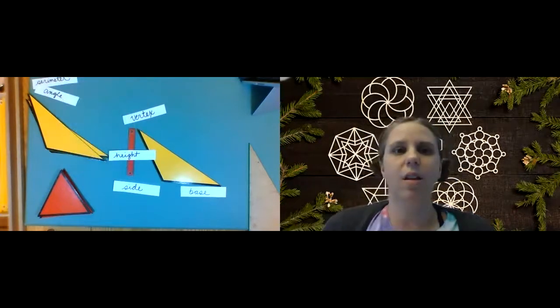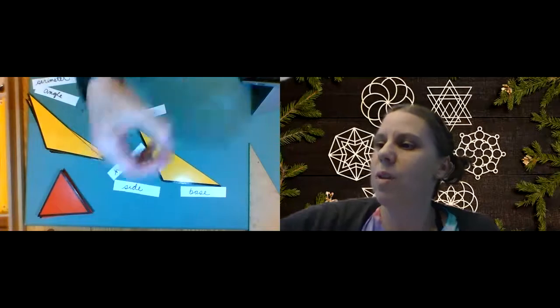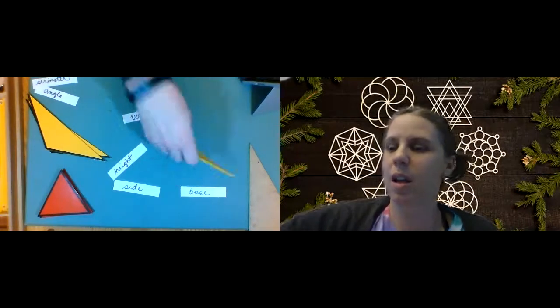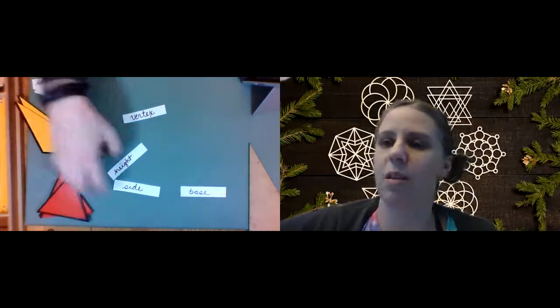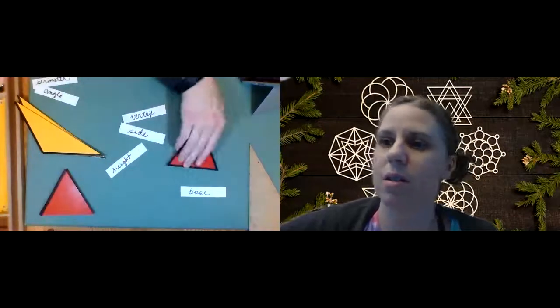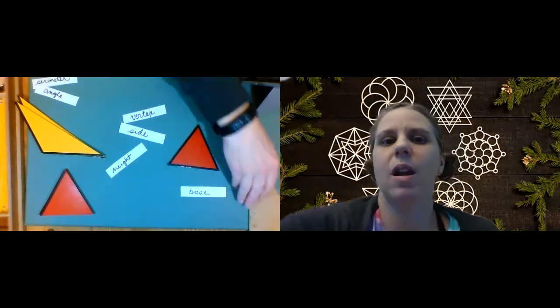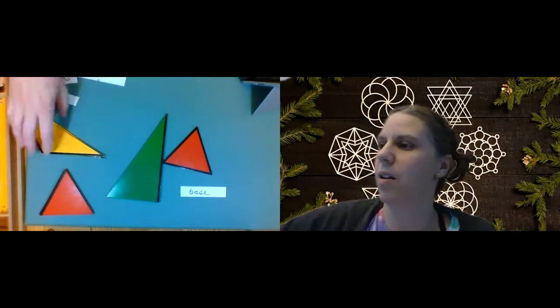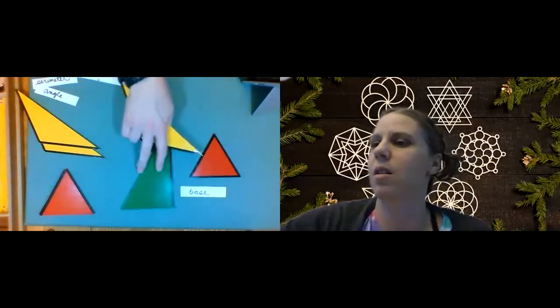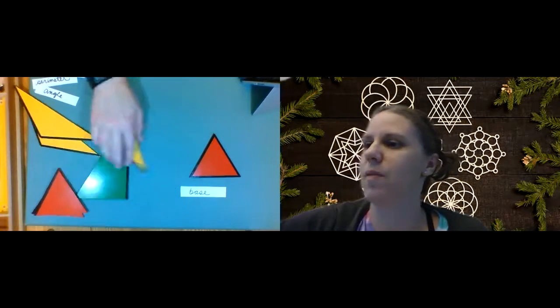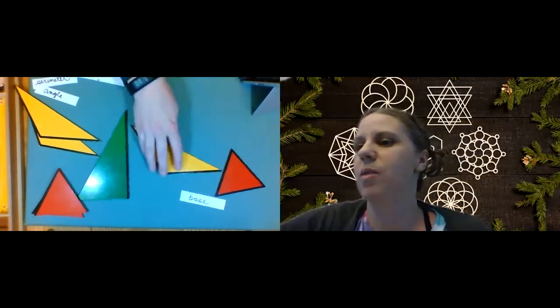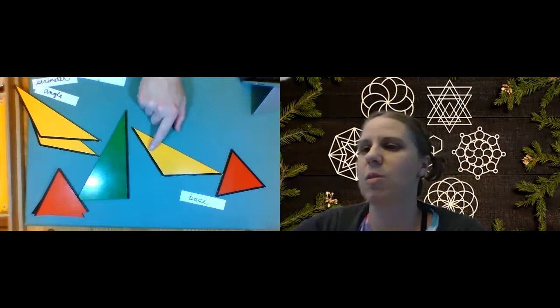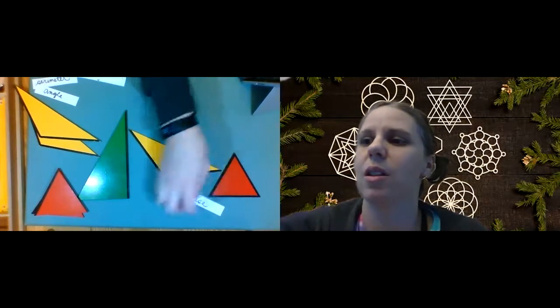Okay, so now we've talked about the parts of all of our types of triangles. We've talked about acute triangles. We talked about a right triangle. And we talked about our obtuse triangle. Here we go. We've talked about triangles with 2 sides that are the same. We talked about a triangle with 3 sides that are the same.